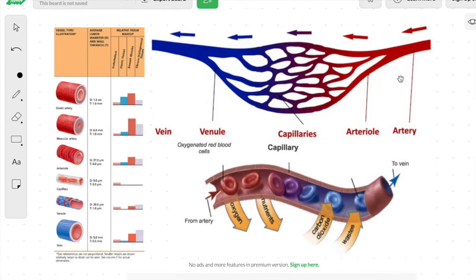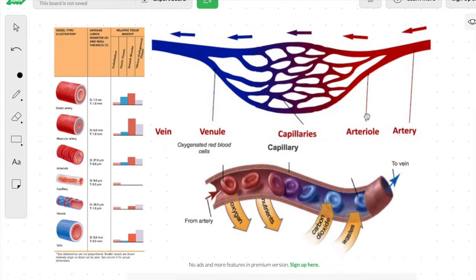So you have to understand that these are blood vessels that carry blood away from your heart. Do not confuse it with the idea that arteries are those vessels which carry oxygenated blood, because that's not true for the pulmonary artery, which carries blood away from the heart, but that is deoxygenated. So arteries are those blood vessels that carry blood away from the heart.